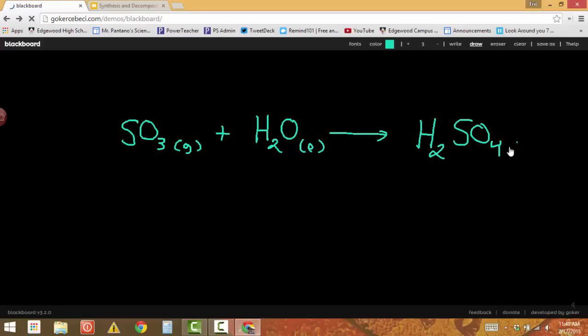Water's involved. Acids, when water is involved, are always aqueous. Acids are aqueous. What makes them acids is the fact that they're dissolved in water, so that the H+ ion is free to do its work. Okay? That is a nonmetal oxide plus water.